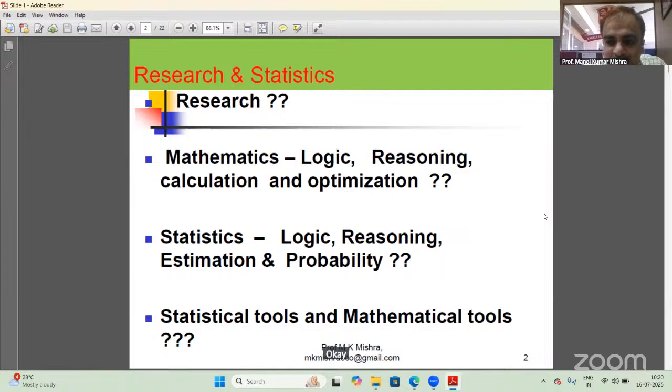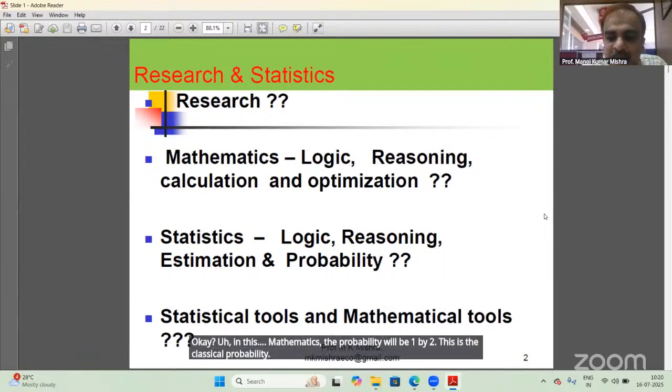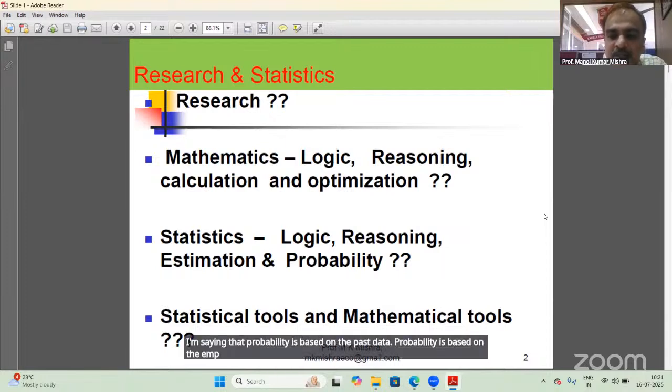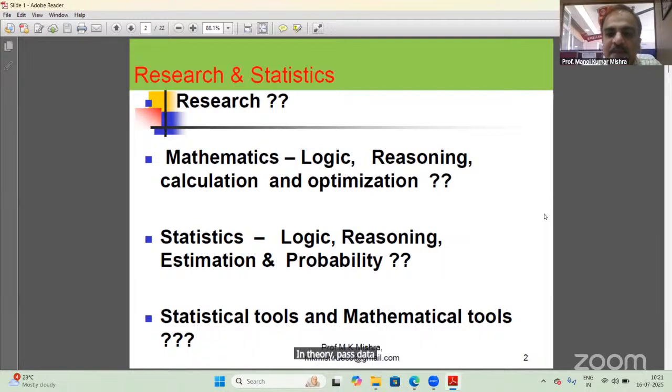In mathematics, the probability will be 1/2. That is the classical probability. But statistics says that the probability of head will be 4/5. It will be 80%, because 5 times you have already tossed the coin and 4 times it was head. So there is an 80% chance of head if you toss it again. I am saying that probability is based on past data. Probability is based on empirical research, past data, and that is empirical research.